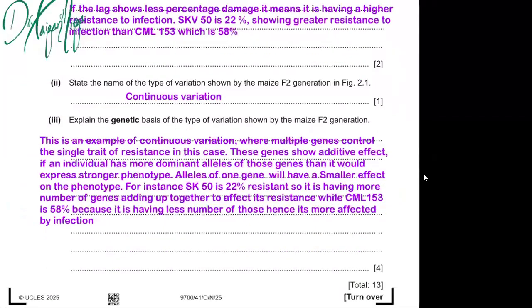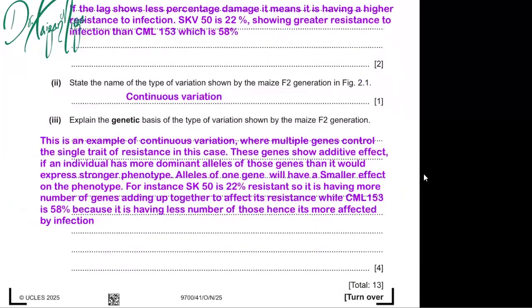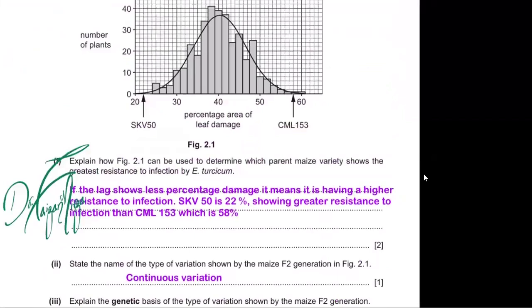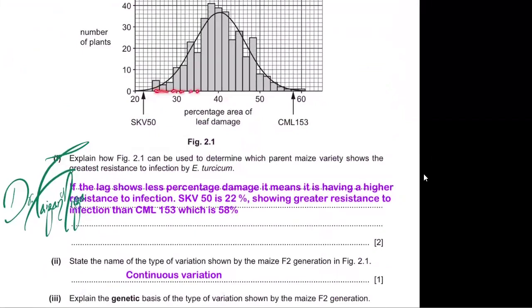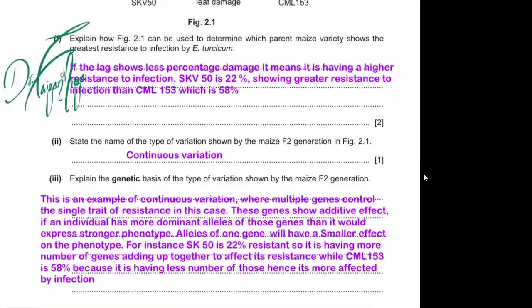State the type of variation shown by maize F2. So this is continuous variation. And why continuous variation? Because this is a feature represented by bar charts. If these were not bar charts and there were gaps here, it would have been discontinuous variation. Plus, there's a whole range. When there's a range and intermediate phenotypes exist, this is continuous variation.